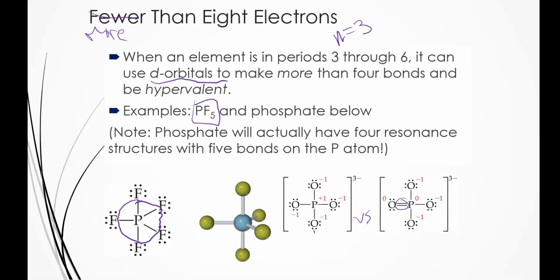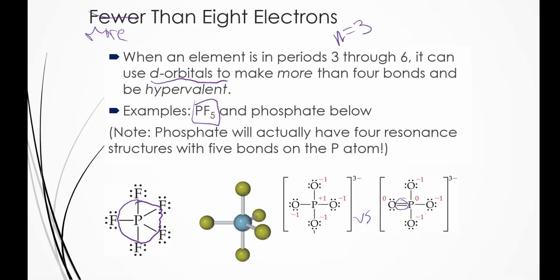Now, in order for this to be the better structure, we have to make sure that phosphorus can expand. So we look at phosphorus, it's in the 3rd energy level. And so it does have empty d orbitals, and so it can expand.